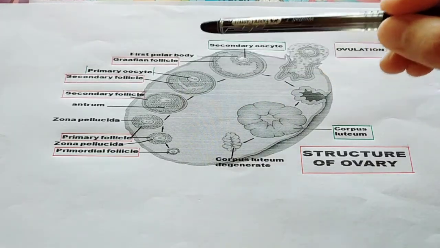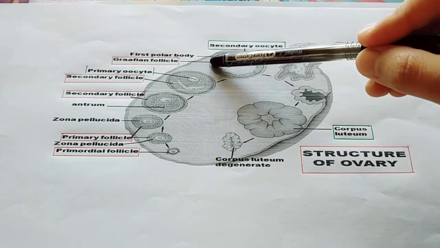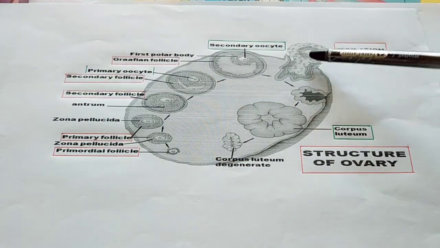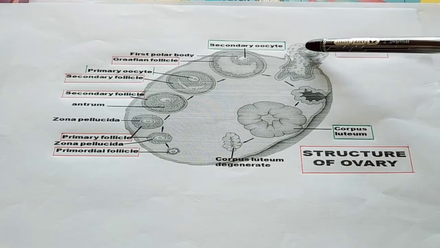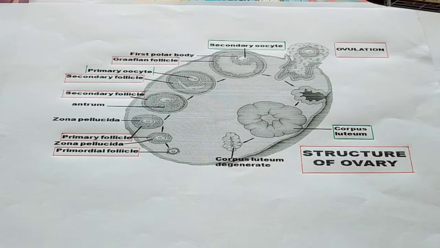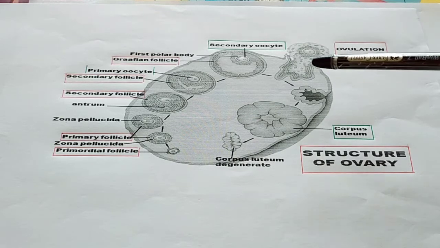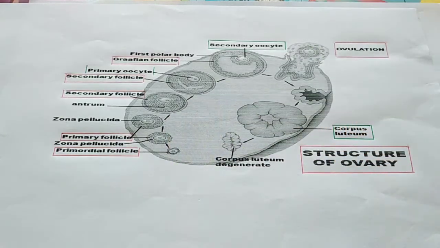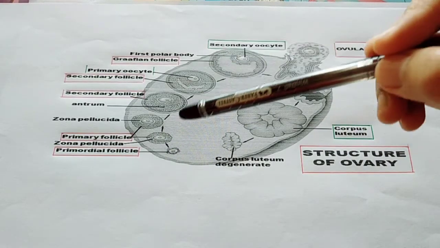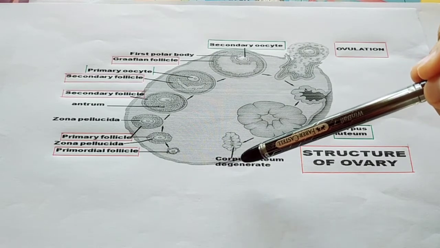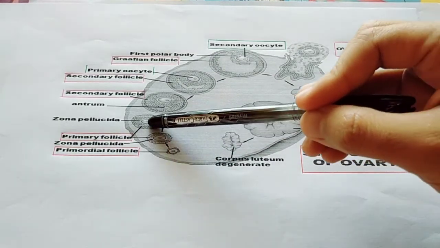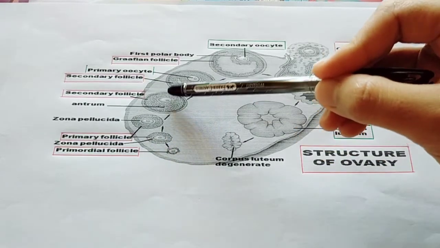So what happened to this graafian follicle when ovulation occurs? This graafian follicle will rupture and release the secondary oocyte. So this secondary oocyte is ready to be penetrated by the sperm. The detailed process, what happened to the follicle and also the primary oocyte, nanti kita akan discuss di dalam female reproductive cycle. So apa yang awak kena tahu based on the structure of ovary adalah, inside of the ovary, it has follicle. Inside of the follicle, it has oocyte.